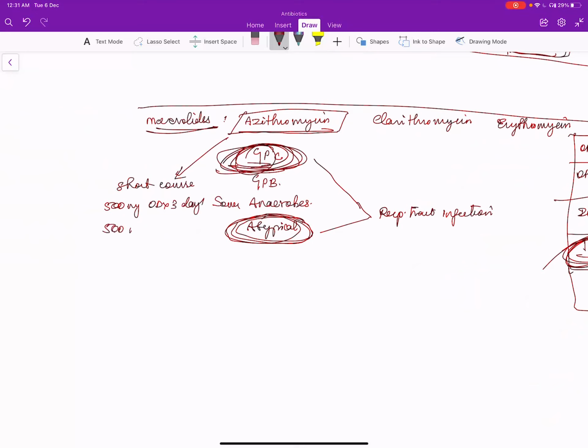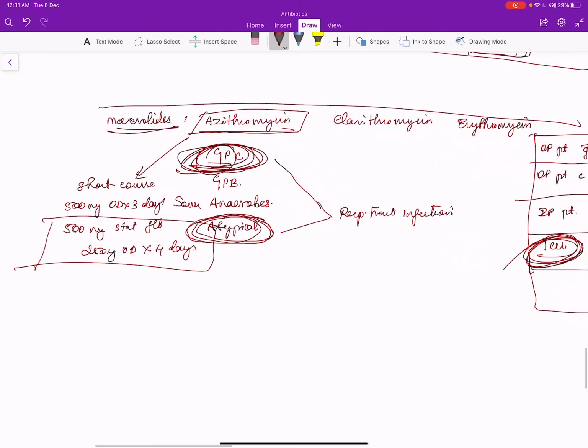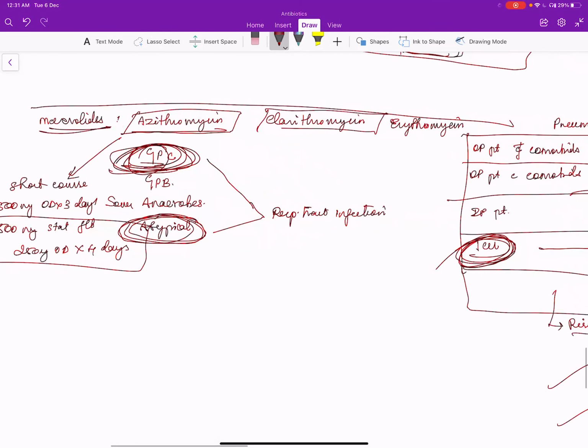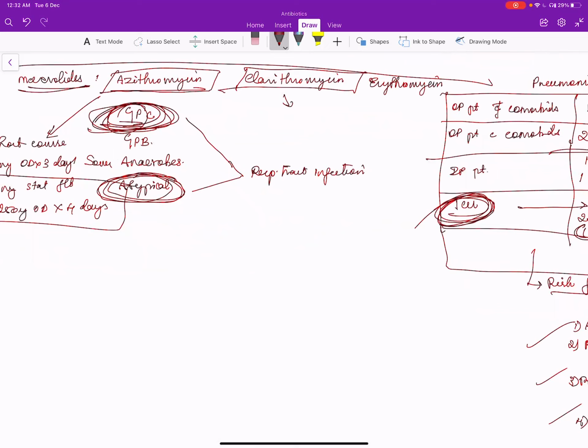But textbook says 500 milligram stat followed by 250 milligram OD for 4 days. So anyway, the total dose for azithromycin is 1500 milligram. That's all. Clarithromycin, 500 milligram BD is given till resolution. But I don't prefer clarithromycin because it has so many drug interactions.